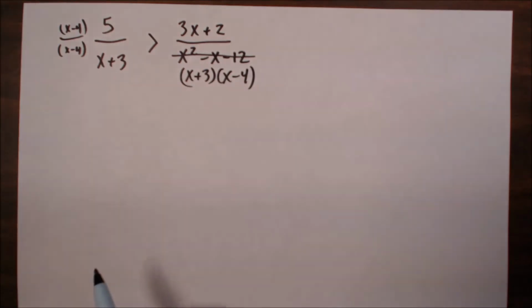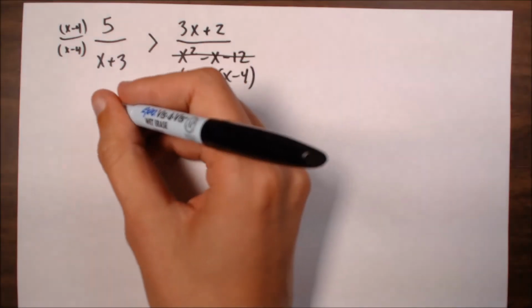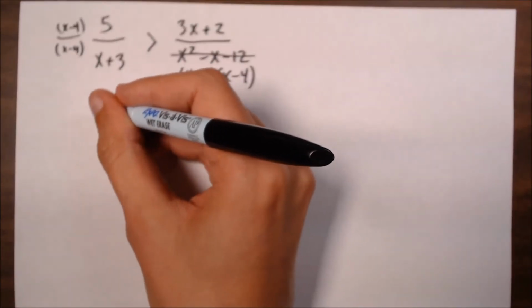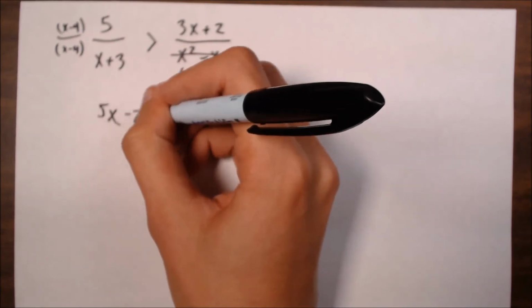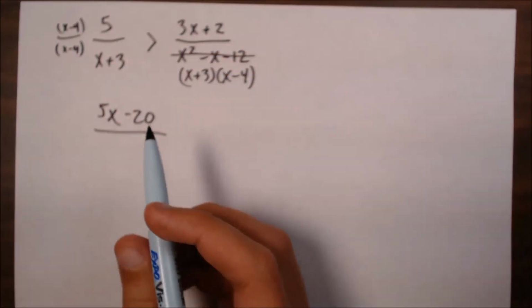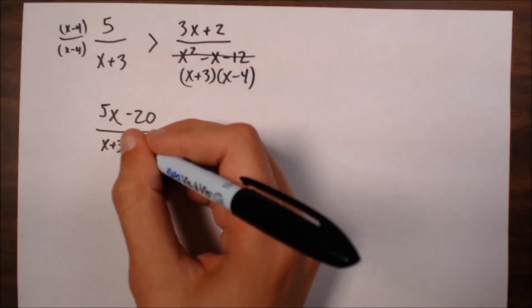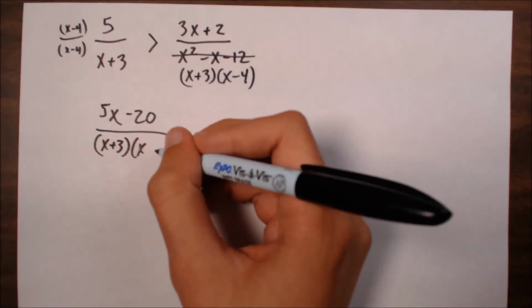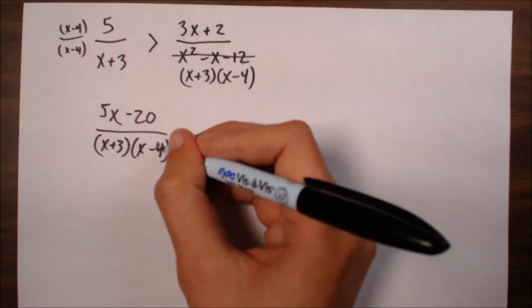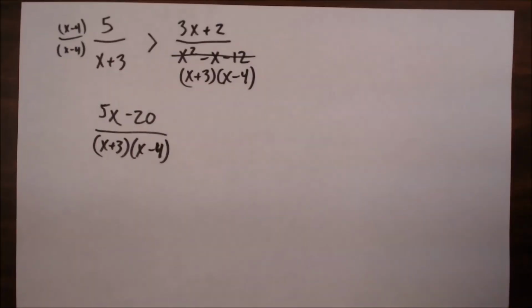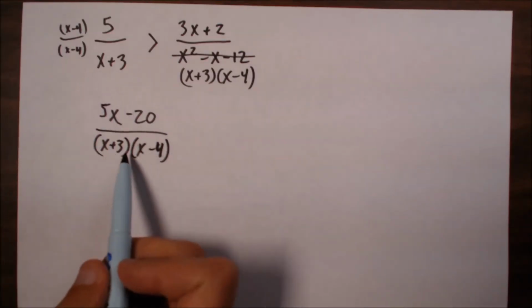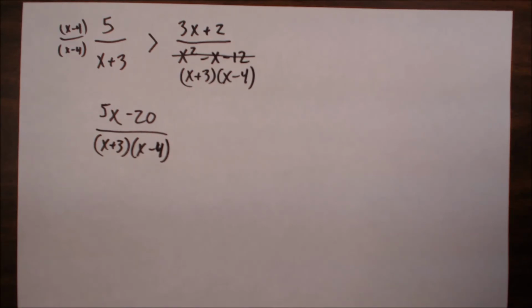Okay, so when I do that, what am I going to get? On the top, I'm going to get 5x minus 20. On the bottom, I'm going to get my common denominator. I'm just going to write it out. (x plus 3)(x minus 4). I always leave the denominator factored for several reasons. So just leave that factored, okay?